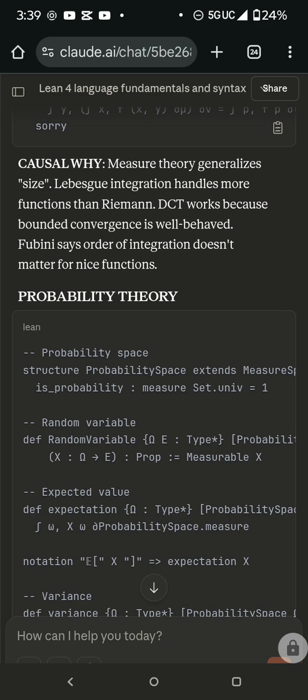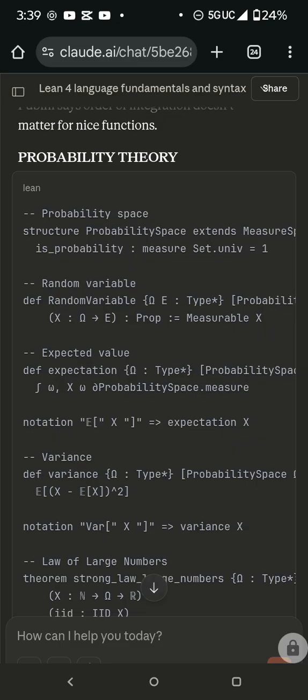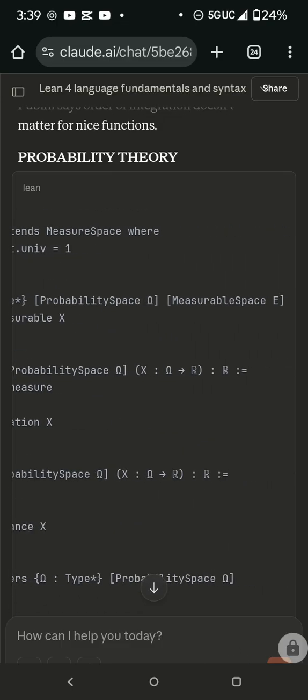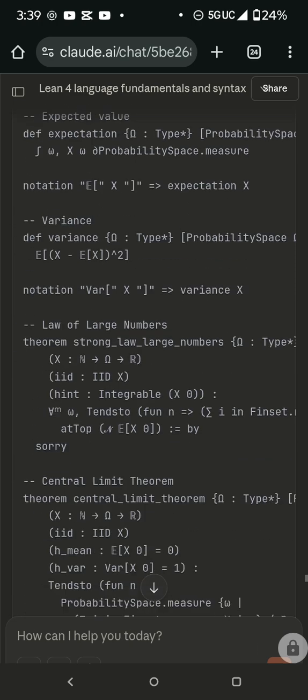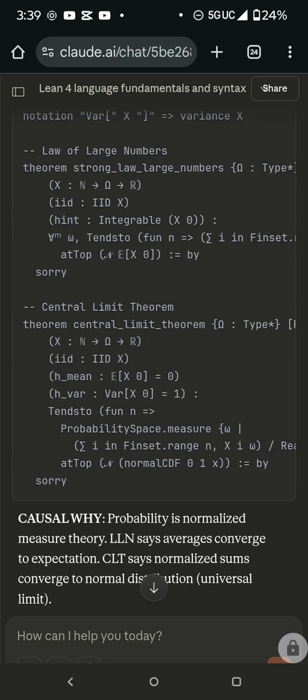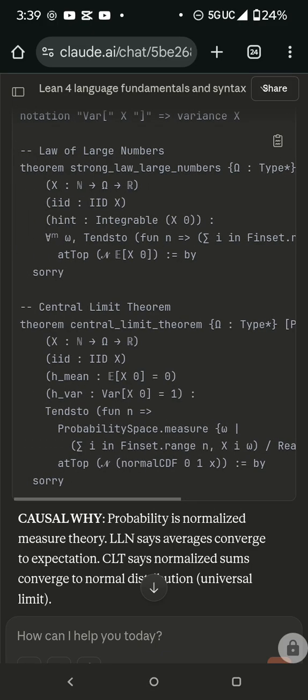Causal Y: measure theory generalizes size. Lebesgue integration handles more functions than Riemann. DCT works because bounded convergence is well behaved. Fubini says order of integration doesn't matter for nice functions. Then probability theory. All these are shown. Law of large numbers. Another thing, central limit theorem, also interestingly and importantly, right?